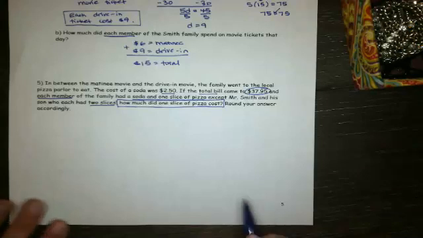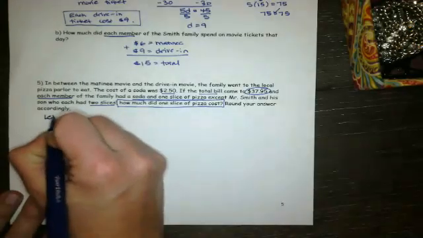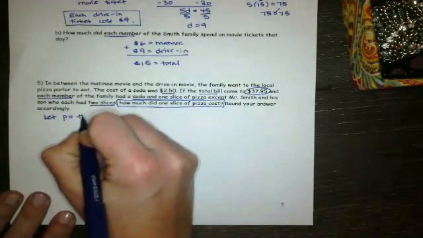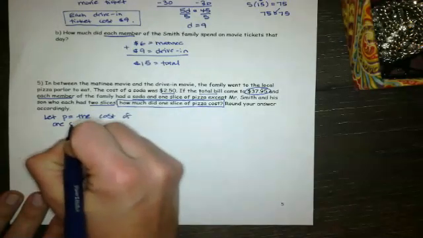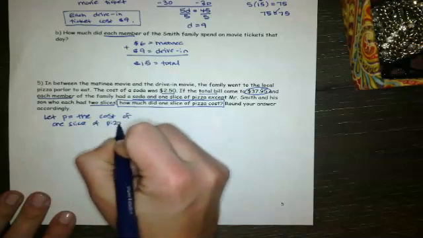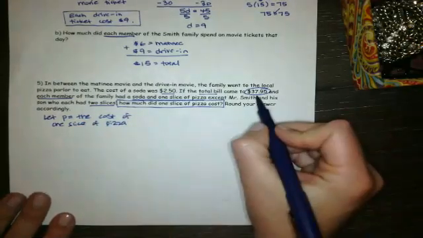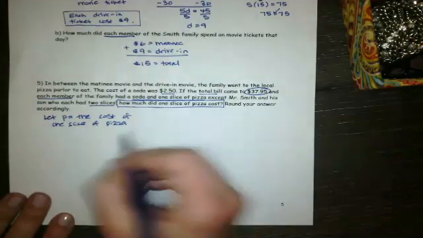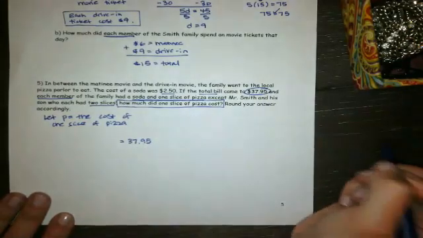Okay, so first of all, the question is how much did 1 slice of pizza cost? So there's my let statement. Let P equal the cost of 1 slice of pizza. Okay, now I always think the easiest place to start is with the total. We know this costs $37.95 total.